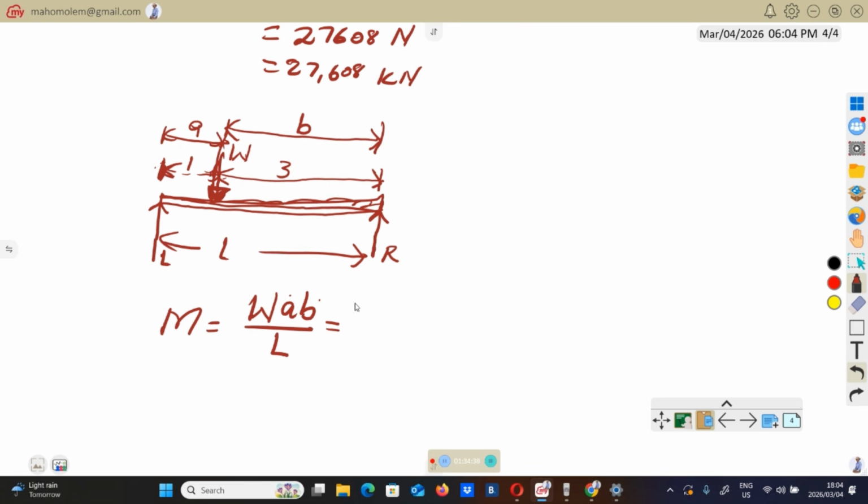So if you use this, you replace W by W, we don't know it at the moment. A, you replace it by 1, B by 3, L by 4. So you will have bending moment equals 3 over 4 W. You will only use this formula if on the beam you only have one point load.